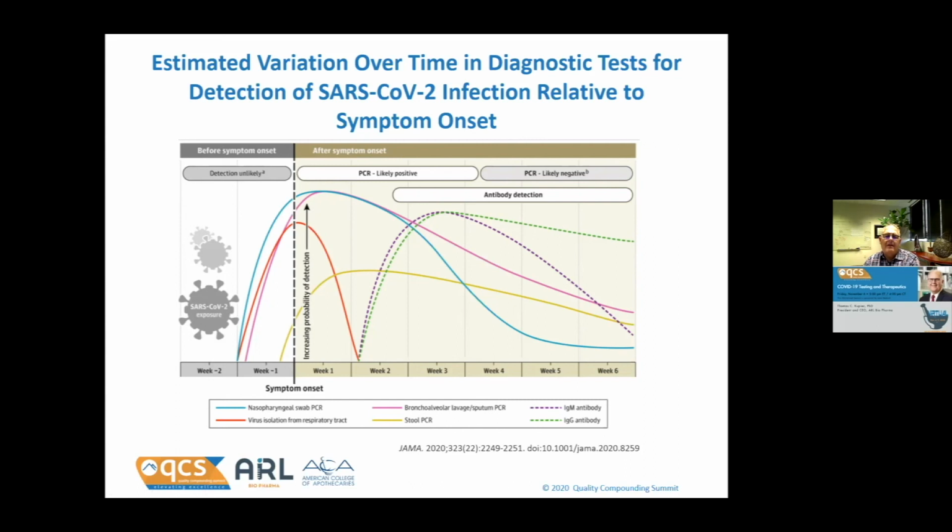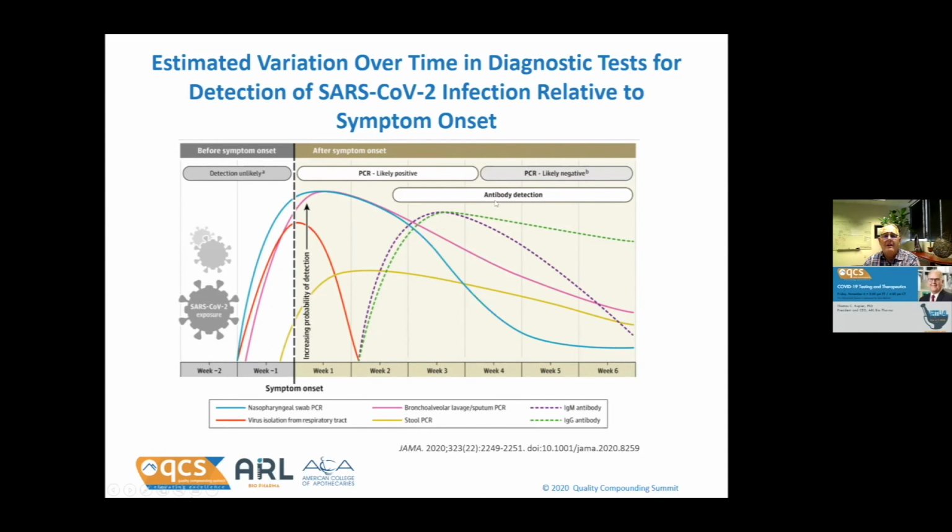And I thought this was really good. Even the color, again, this is an excellent one. This was one of my favorite slides of the whole presentation from JAMA. The nasopharyngeal is this blue slide, and you can see that's considered probably one of the most accurate by real-time PCR. Also, some people will call it NAT in the literature, standing for nucleic acid amplification test. But notice the virus isolation from the respiratory tract, very quickly up and down, even within the first week. PCR likely. So based upon the sample collection site, it's going to dictate how long it would be able to be detected by PCR.